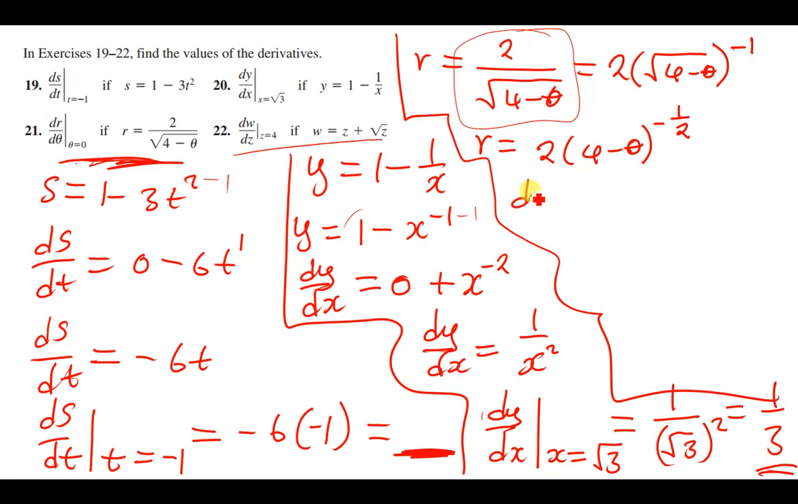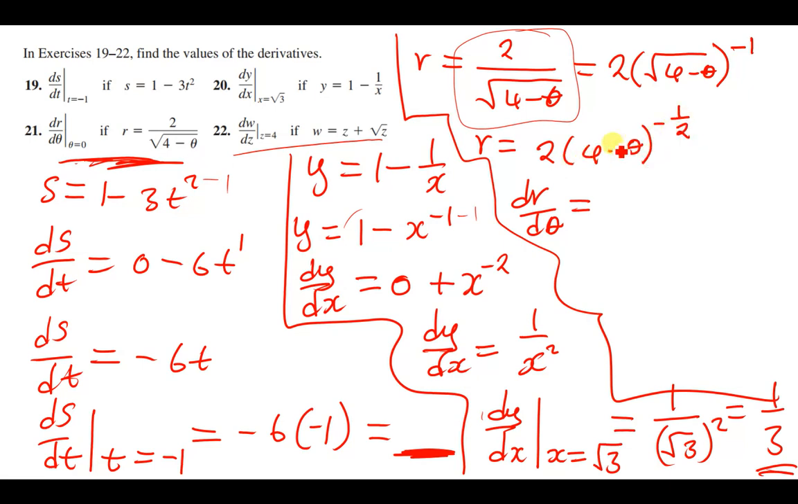To find dr/d theta, we use the chain rule, since this is now a composite function. We have two functions. The first function is inside there. The other function is the whole function there, the function of r. The chain rule is used to differentiate composite functions. So let us differentiate this.